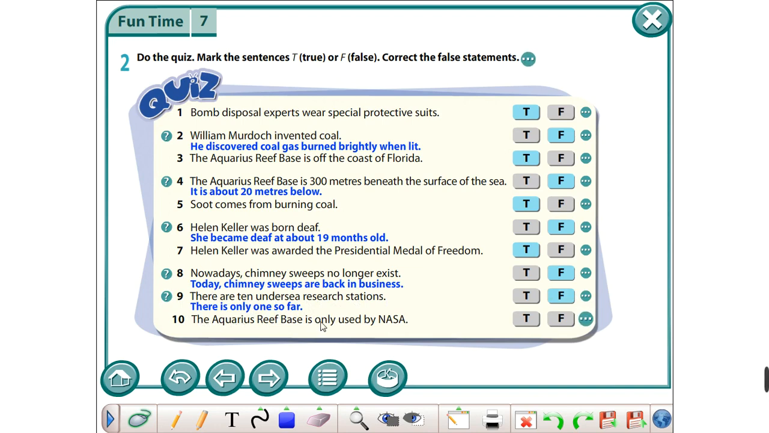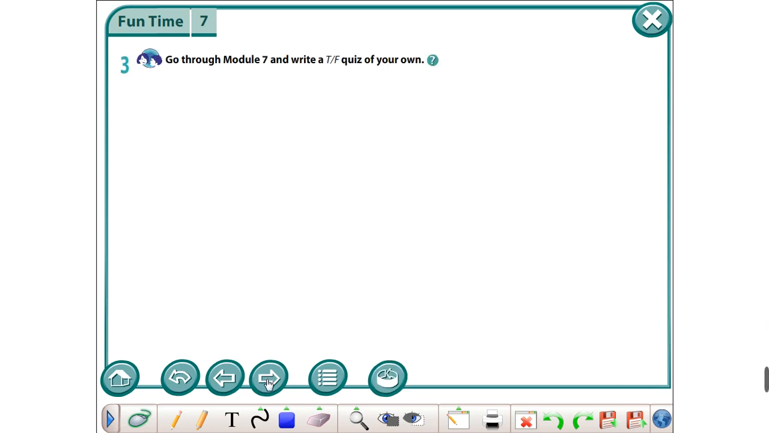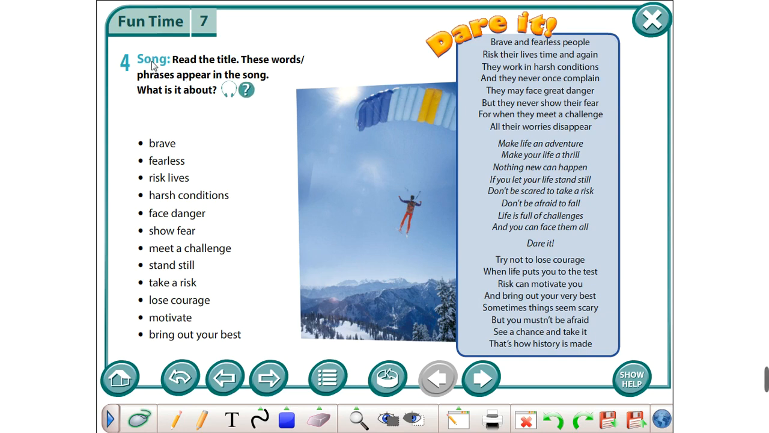The Aquarius Reef is only used by NASA. And this is false. It is also used by marine biologists. So you have to write this one in your copybook. Write it down. Good. Now, let's go to the song.